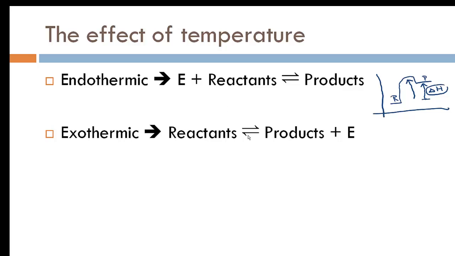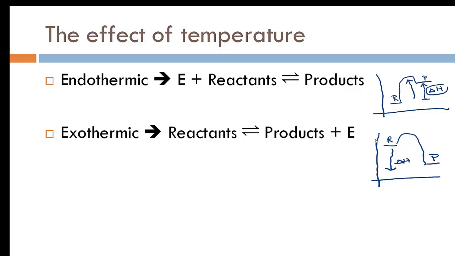Well, what about an exothermic reaction? An exothermic reaction, when we write it, looks like this. There's the reactants, right? There's the hump, and then there's the products. This is delta H.